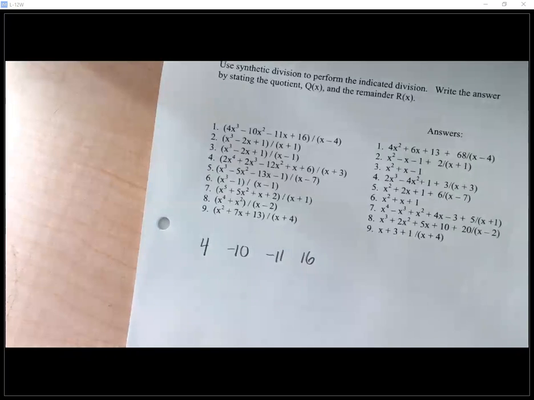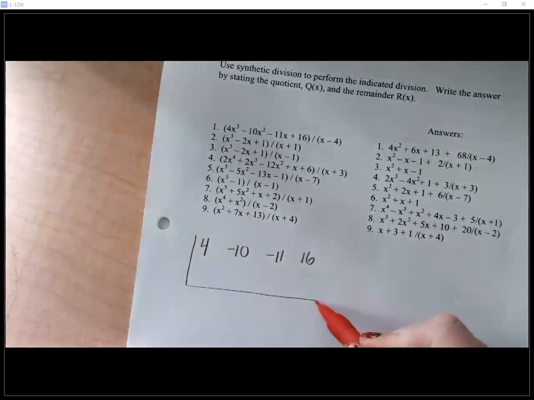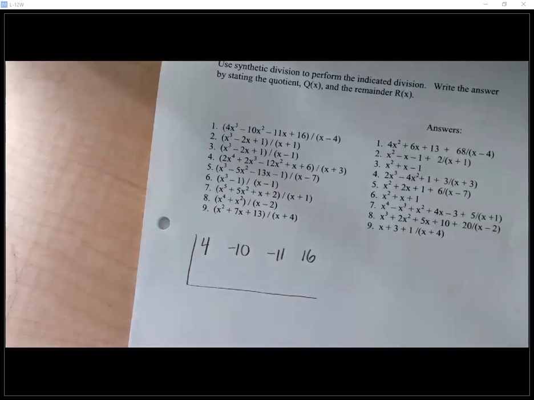Now, everybody sets up their synthetic division a little bit differently. I do kind of a long L shape. So I leave some space underneath those numbers. So I draw something like this. If you have some other convention that you use, it doesn't matter. You do whatever you want.